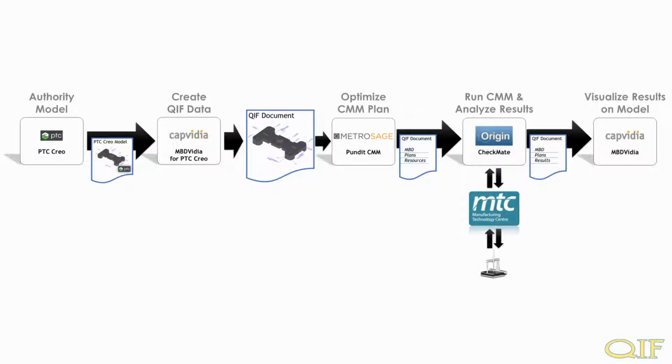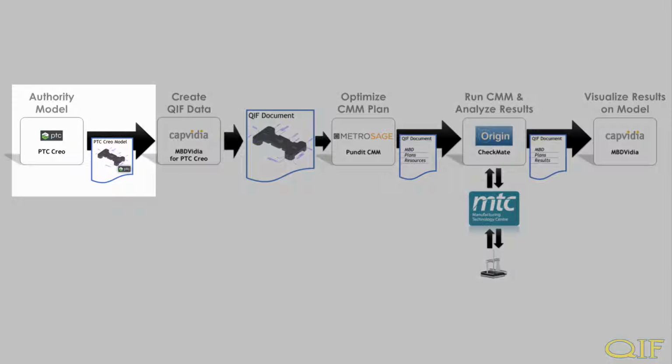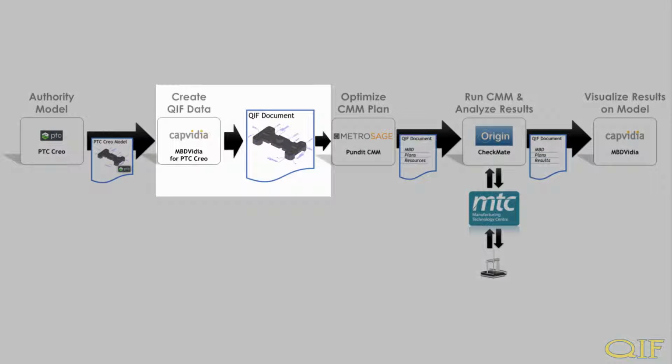workflows for IMTS 2016. In this workflow demonstration, we will begin with a Creo Authority model. A derivative QIF model will be created. This model will contain links to the authority model and will be the foundation for all data that will be produced downstream.